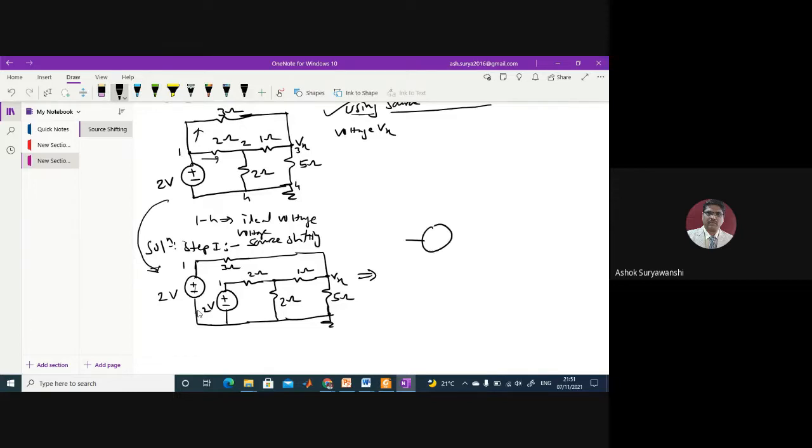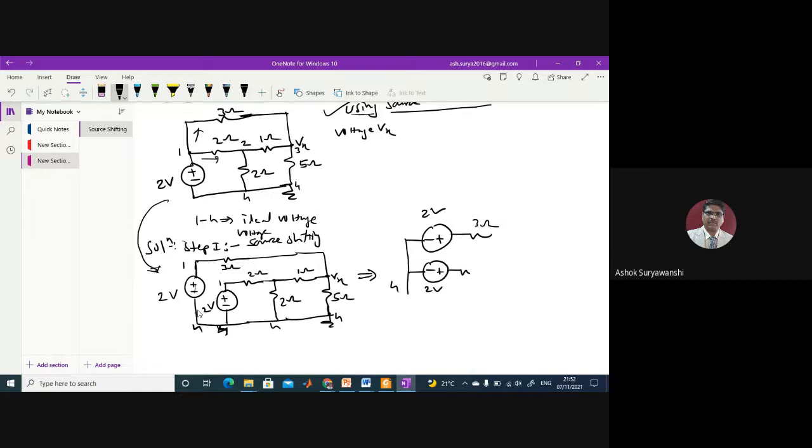Suppose this vertical voltage source, I will make it horizontal, so it will be minus plus 2 volt, and in series with that it is 3 ohm. Similarly, the negative of this voltage source and the negative of the other voltage source are at the same potential. Suppose this is node 4. So all these are at the same potential, which is node 4.